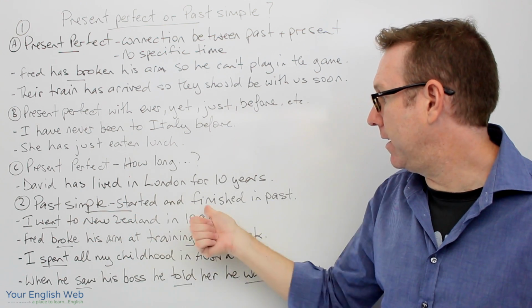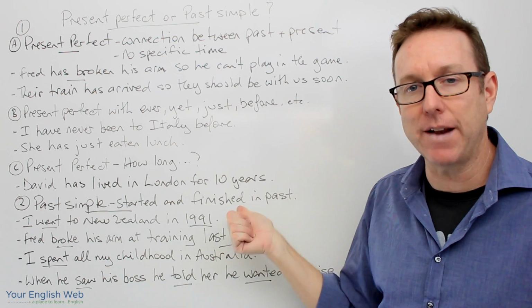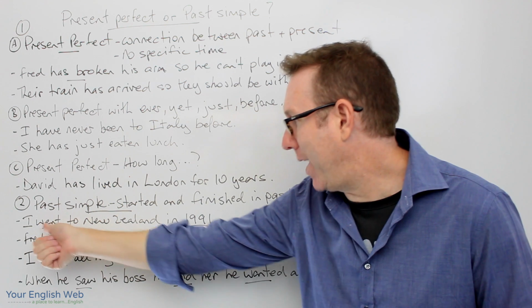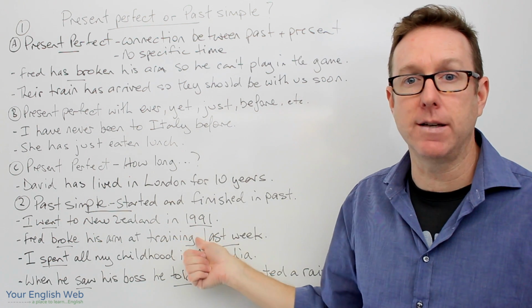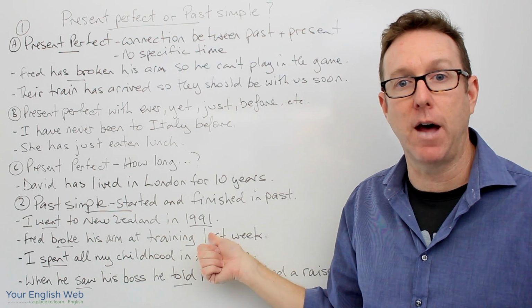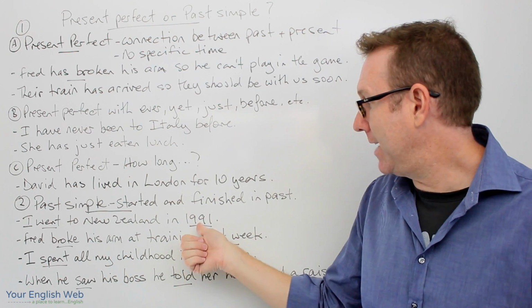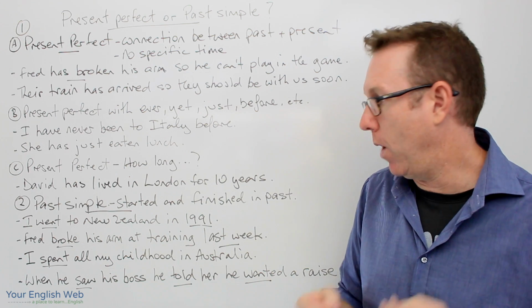Something that started and finished in the past. Started and finished in the past. That's the basic rule. So, I went to New Zealand in 1991. I went to New Zealand in 1991. It's been and gone. It's finished. Here's the time reference, 1991.